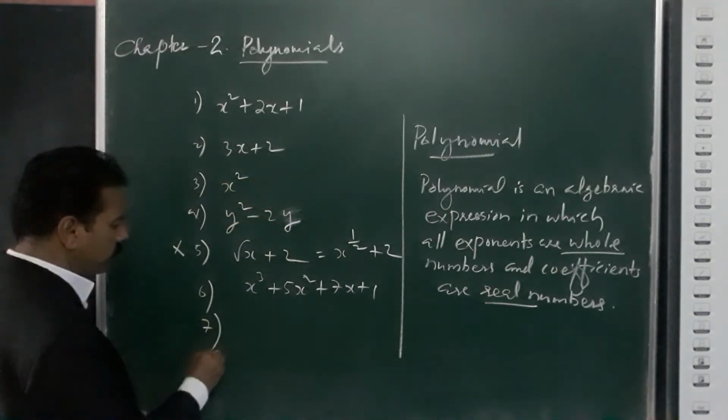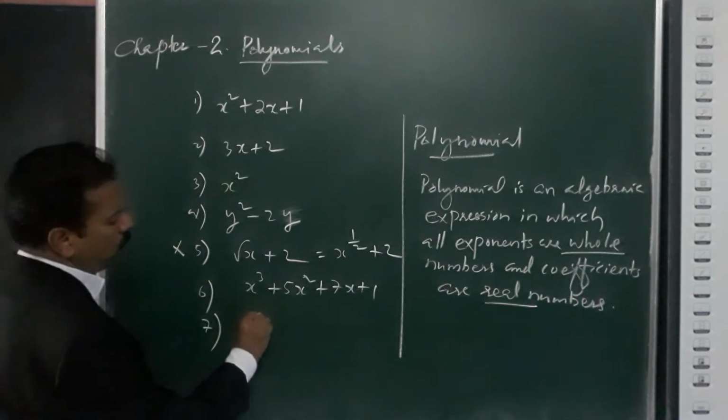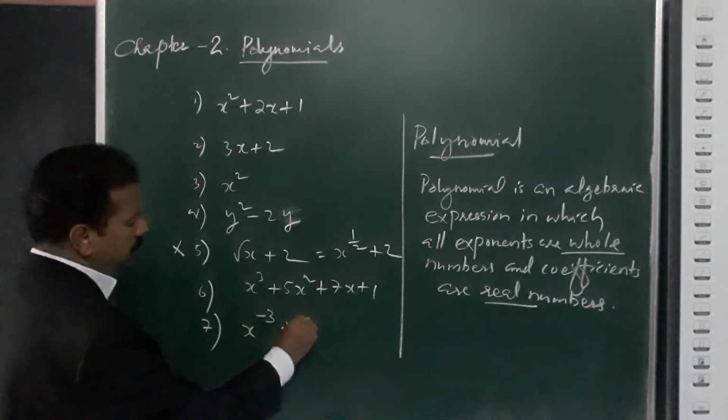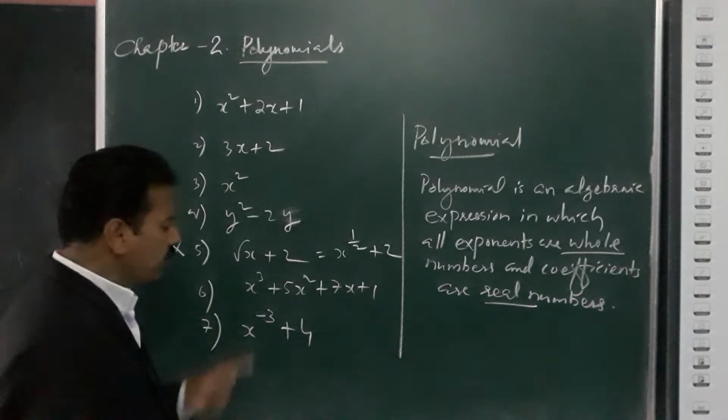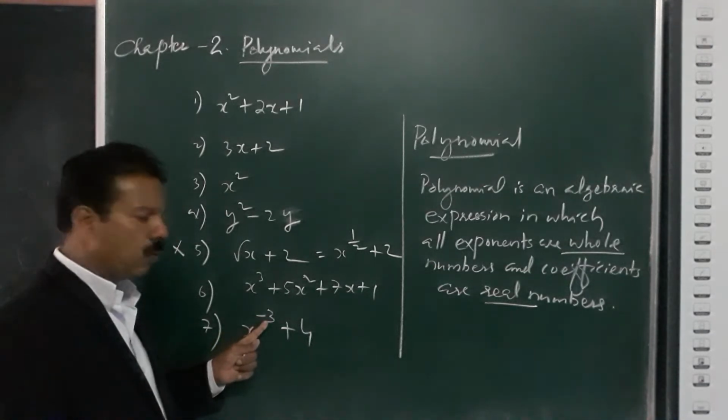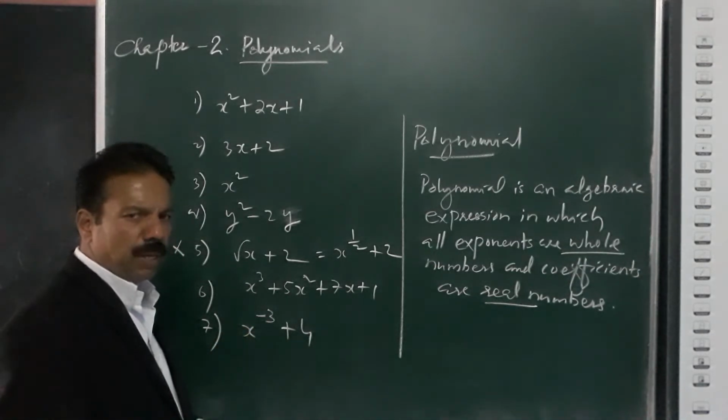6, 7, x raised to minus 3 plus 4. In this case, the exponent is not a whole number. This is not a polynomial.